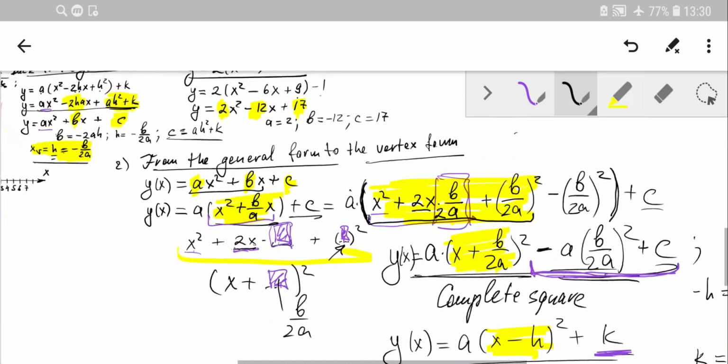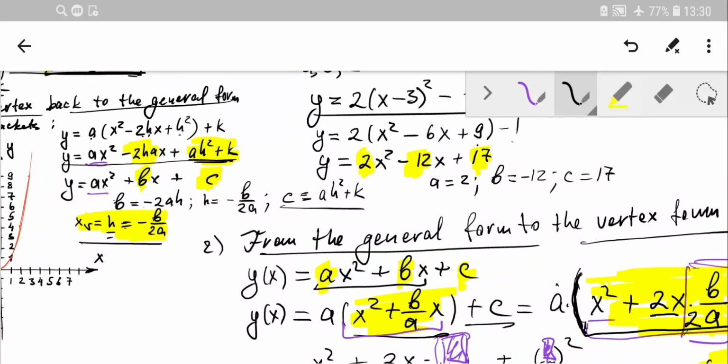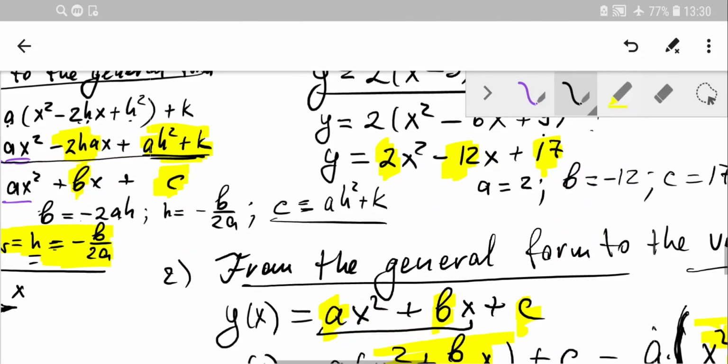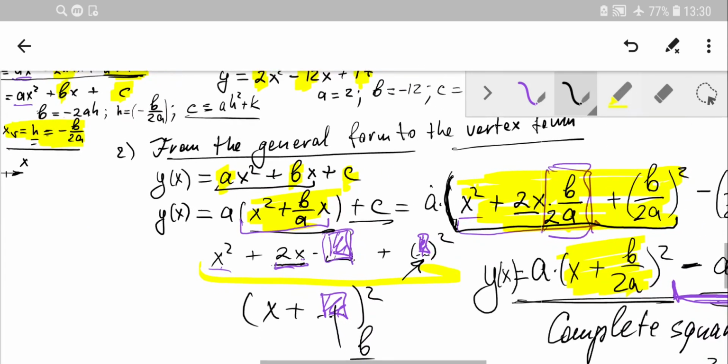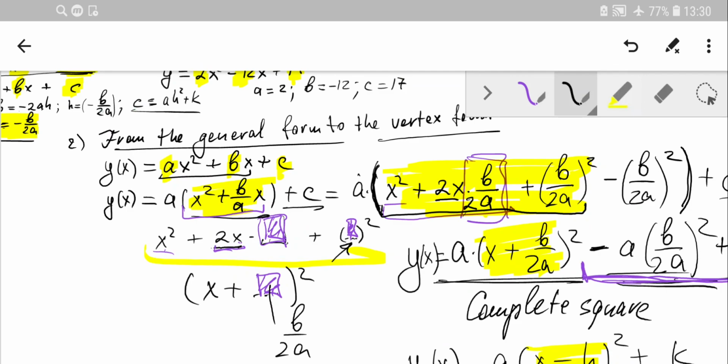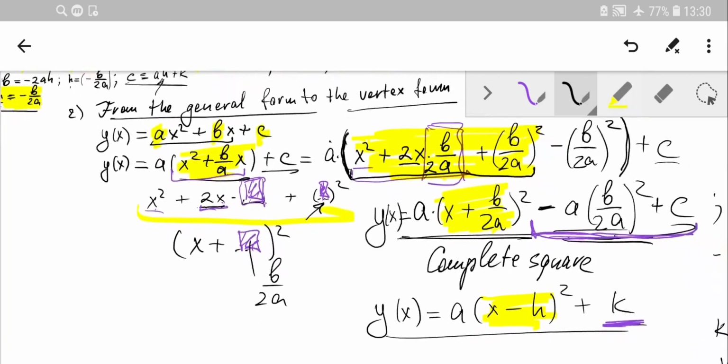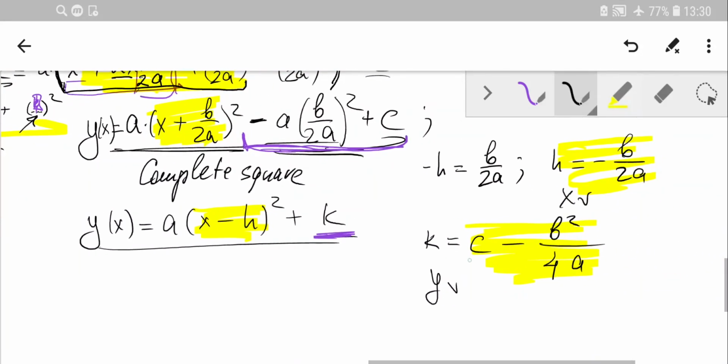Okay, let's compare with what we have. We've got c equals a h squared plus k. But instead of h, if you put negative b over 2a, you'll simply get your c value, okay? You can practice on your own, guys. So if you plug in instead of h here and raise power 2, you'll get exactly this value for k, okay?